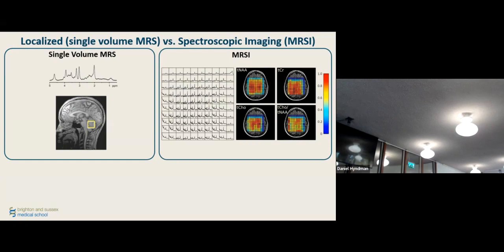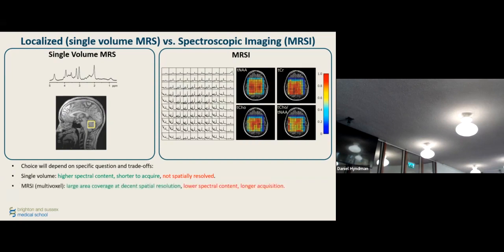We can then quantify the metabolite of interest and see how it is distributed in a broader region. There are advantages and disadvantages of each method. It depends on what you want to look at, what you want to measure, and both methods are, of course, available at CISC, so it's something to be planned if indeed it is of interest. So it really depends on trade-offs. The single volume gives a higher spectral content, it is shorter to acquire, it is not spatially resolved. Spectroscopic imaging has larger coverage, but lower spectral content, and of course takes longer to acquire.